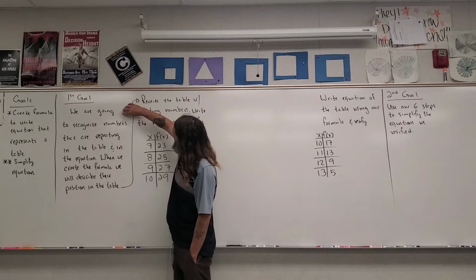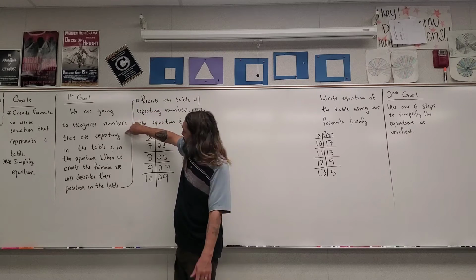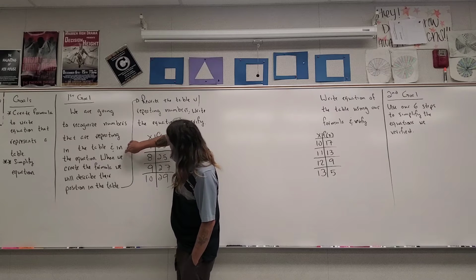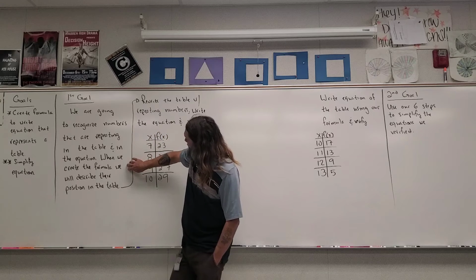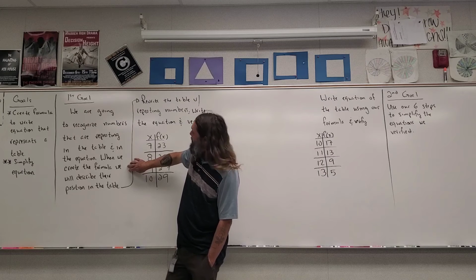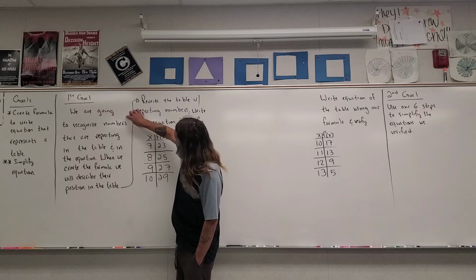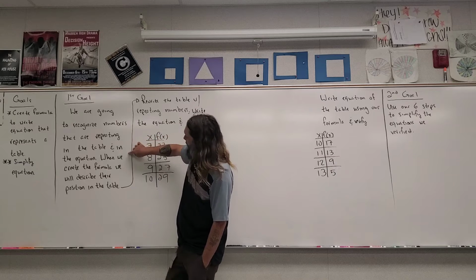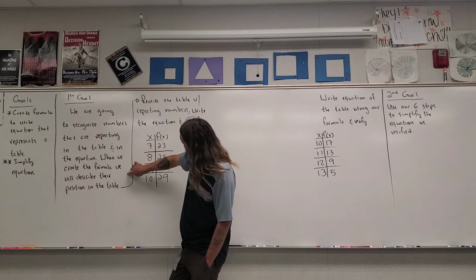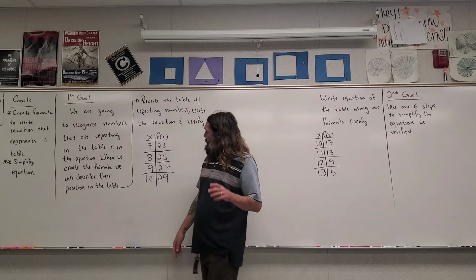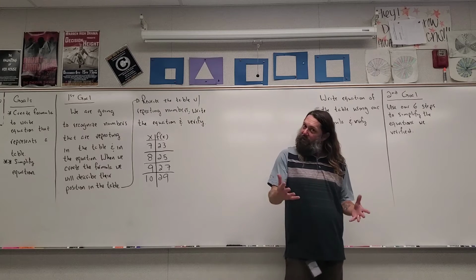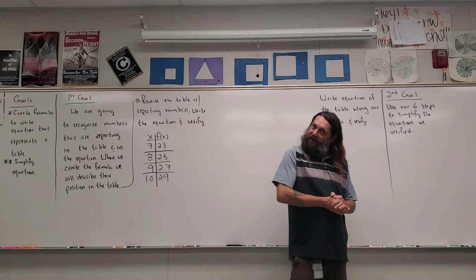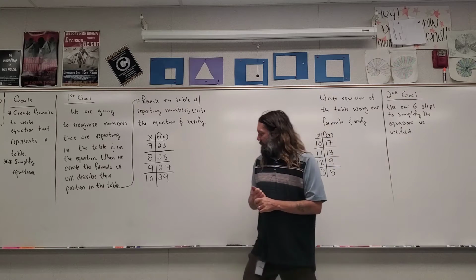We're going to recognize numbers that are repeating in the table and in the equation. When we create the formula, we will describe their position in the table. Let me read that through one more time without breaks. We're going to recognize numbers that are repeating in the table and in the equation. When we create the formula, we will describe their position in the table. So let's go through the process that we've been doing, and then we'll recognize numbers that are in the equation and in the table, and that's how we're going to create our formula.